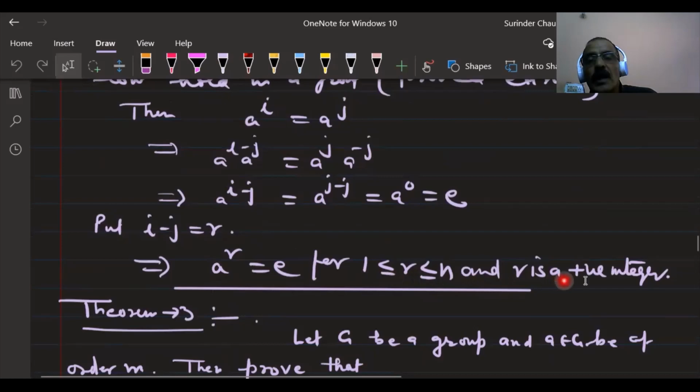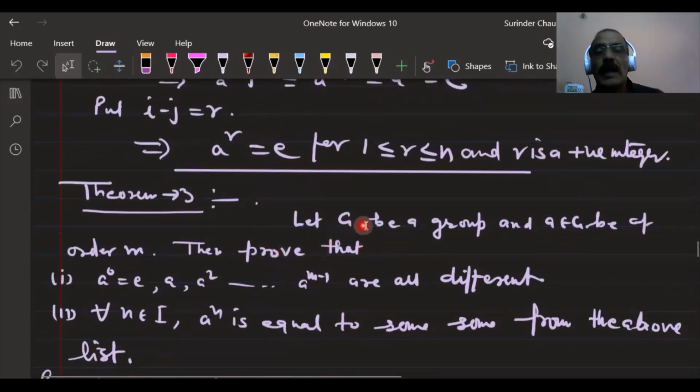Next thing is: let G be a group and A belong to G, of order M. G is a group, and the order of the element A is given to us as M. Prove that E, A, up to A^(M minus 1) are M different elements, and for all n belonging to the integers, A^n is one of the elements of this list.